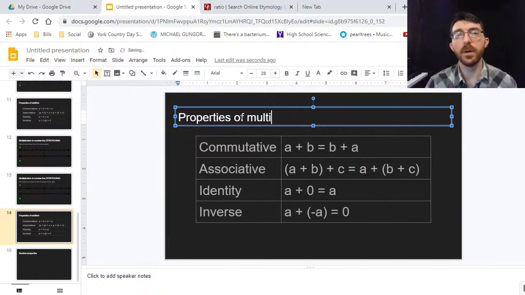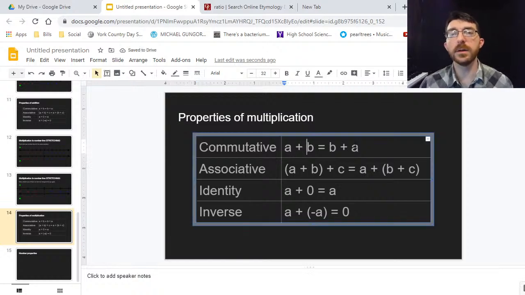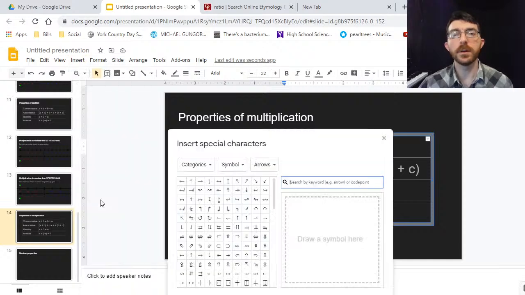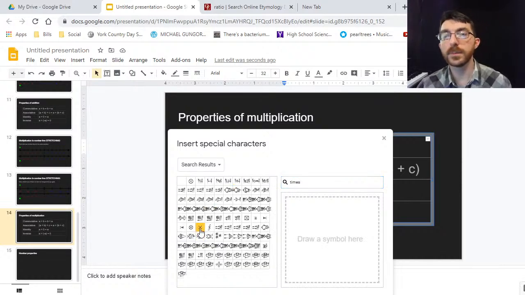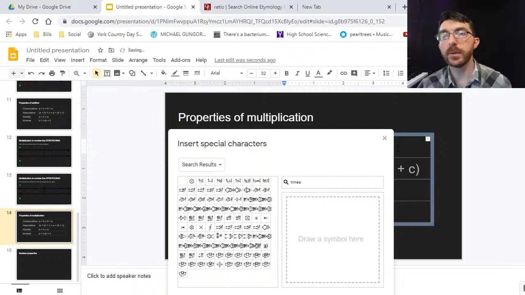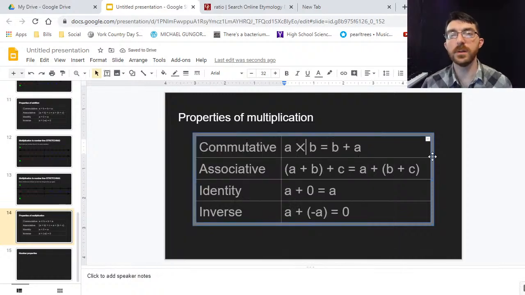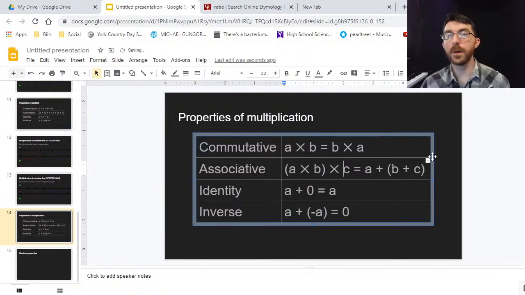Properties of multiplication. And now I need a symbol here. Insert special characters. Times. I really hate using this X for times. I wish I could use a dot, but you know, it's what people know. It's commutative. It's associative.